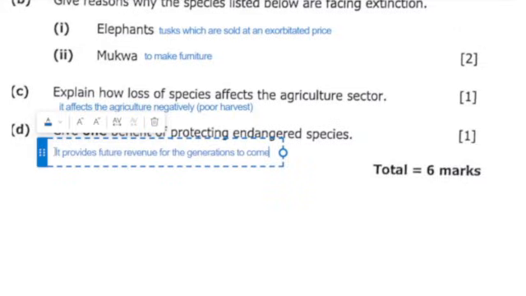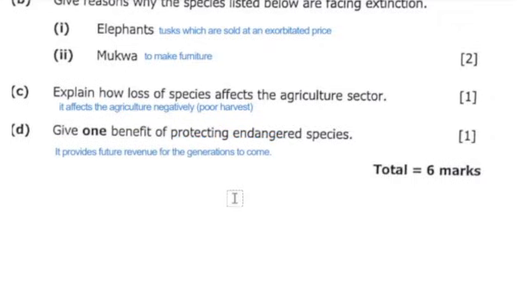I know this one sounds like something some people wouldn't care about. They wouldn't mind about the people to come, their grandchildren, their great grandchildren. They wouldn't care about them, but it's very important. Whatever benefits these animals are giving to us today, if we preserve these animals, they can give the same benefits to the future generation.